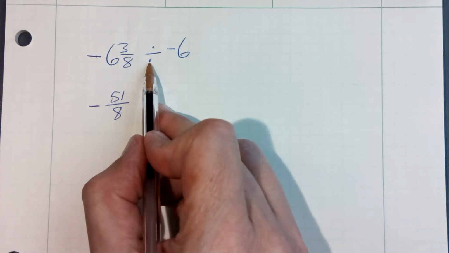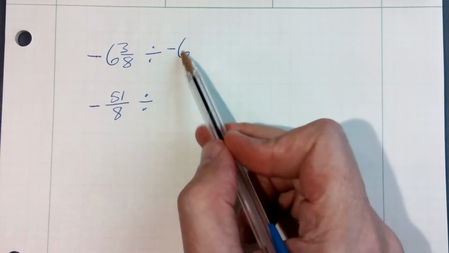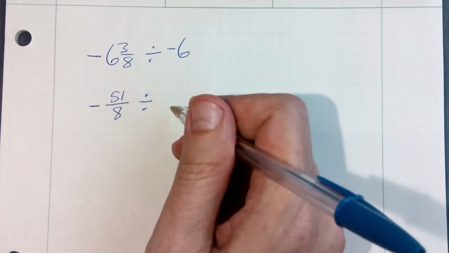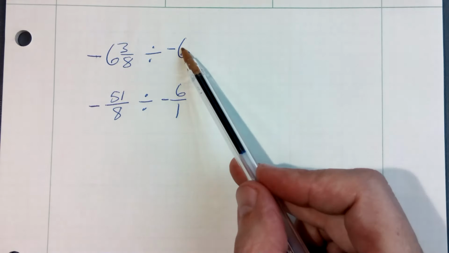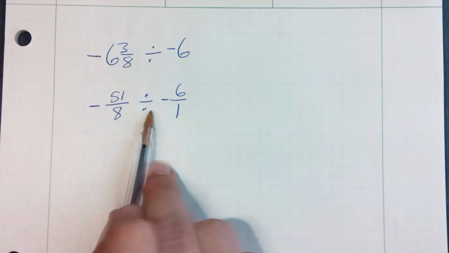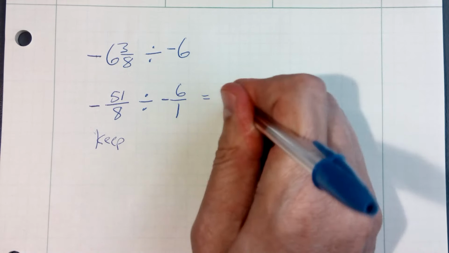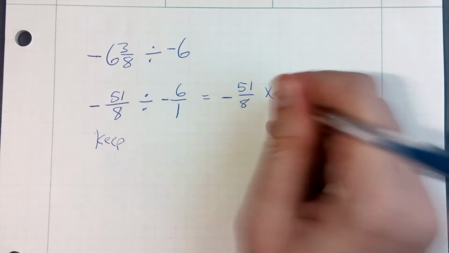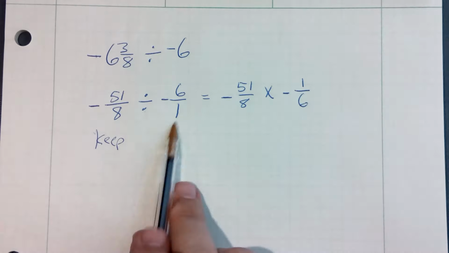I'm going to leave this division alone for just a minute, because I don't want to get confused as I'm converting this. I'm going to convert this to a mixed number, or to an improper fraction, and luckily it's a very simple improper fraction. It's 6/1. So just remember, if you have a whole number and you need to make it look like a fraction, just put it over 1. Now I'm going to keep the first one the way it is as a negative 51 over 8, change the division to multiplication, and flip this one. So it's going to be a negative 1 over 6. So I flip the second one.